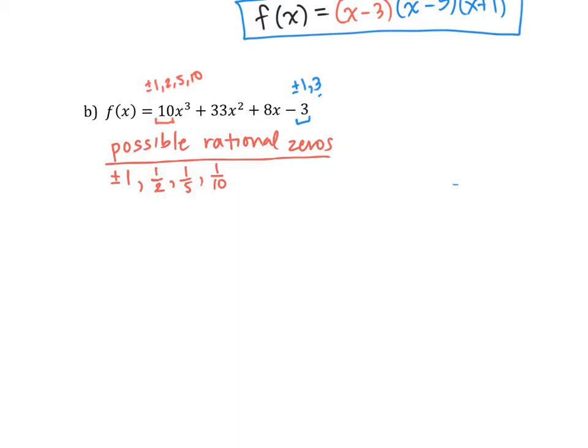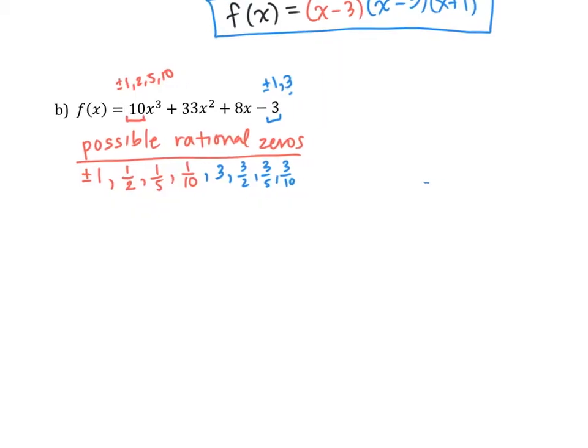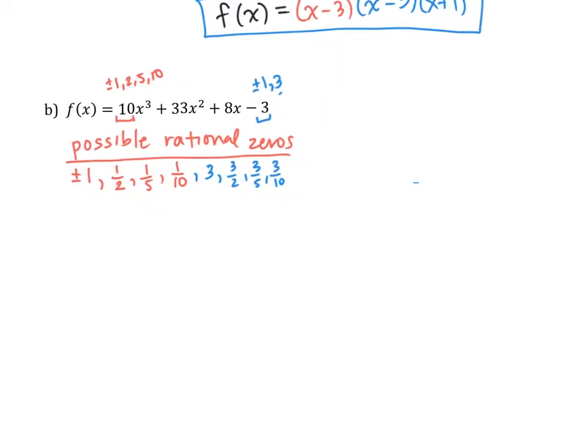Okay, so I could have 3 over 1. 3 over 1 is just 3. I could have 3 over 2. I could have 3 over 5. I could have 3 over 10. And I could have a positive or negative on any of these possible zeros. Okay, I'm going to hope that one of these works because that's a lot of numbers to check. Now you might want to check the integers first if you don't particularly like fractions. I'm going to check the fractions first because I want to do a problem with the fraction. That's why.